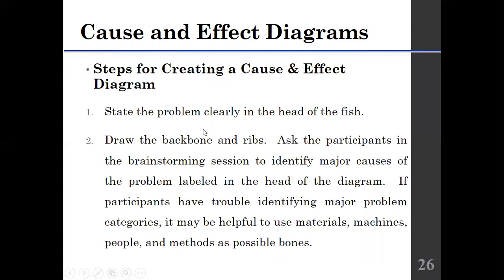There are some steps that are required for creating a cause and effect diagram. The first step is to state the problem clearly in the head of the fish. So we have to state the problem in the head of the fish. The second is to draw the backbone and ribs. Ask the participants in the brainstorming session to identify the major causes of the problem labeled in the head of the diagram. If participants have trouble identifying major problem categories, it may be helpful to use materials, machines, people, and methods as possible bones.